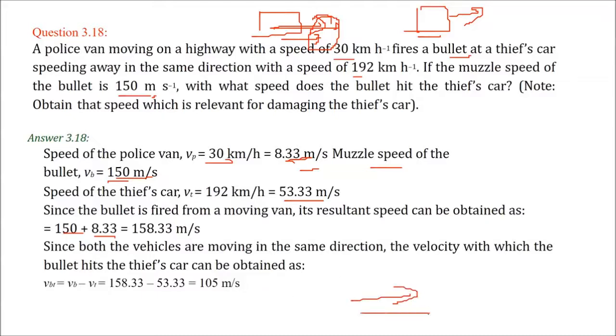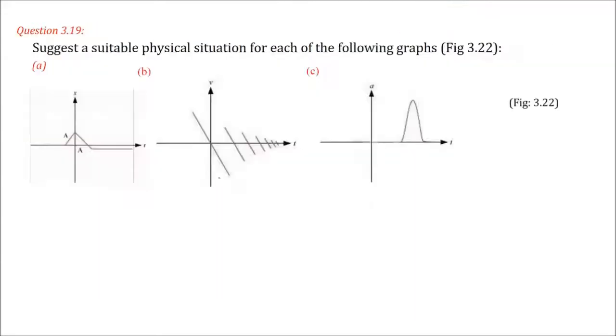So 150 plus 8.33 will be the actual velocity of the bullet being fired. And now both vehicles are moving in the same direction. So the velocity with which the bullet hits the thief car will be simply Vbt, Vb minus Vt, 158.33 minus 53.3, which is 105 meters per second.